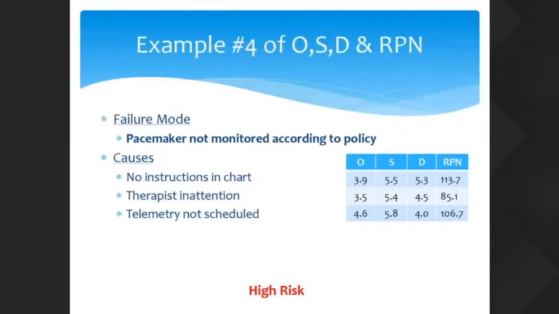Example number 4. Pacemaker not monitored according to policy. Causes: no instructions in chart, therapist inattention, and telemetry not scheduled. Now we're getting into that high risk category. We're getting RPN numbers, 2 of them over 100. And the severity, remember we chose 4, so all those severity numbers are much higher than 4. So they're all considered high risk.